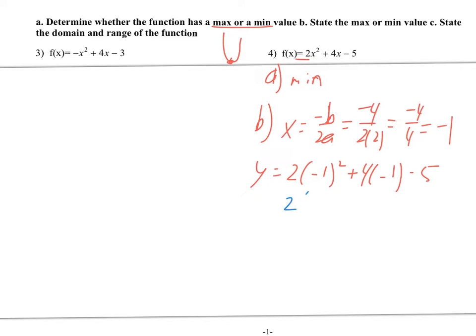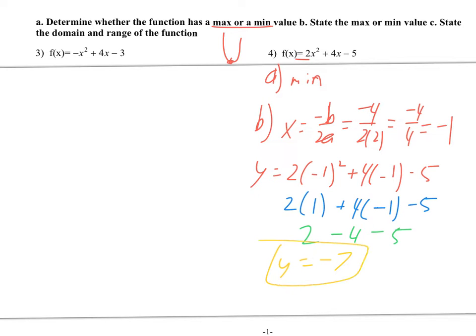So I need to do PEMDAS here, so I'm going to do my exponent first. And then we'll multiply. And then we'll do our adding and subtracting. So 2 minus 4 is -2, minus 5 is -7. And so that's going to be my y value of my vertex. That's also the minimum. So I know the vertex here is (-1, -7).